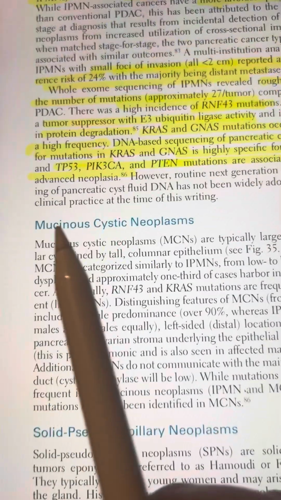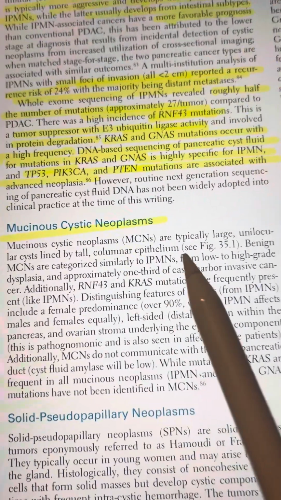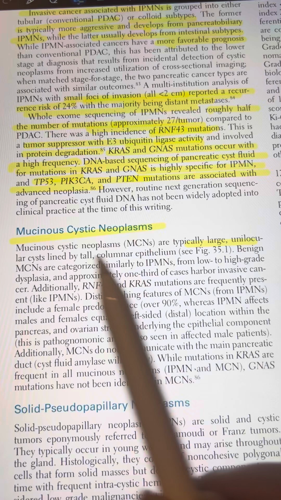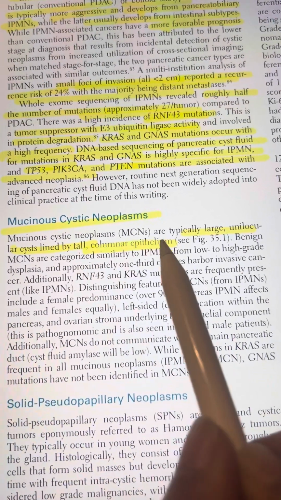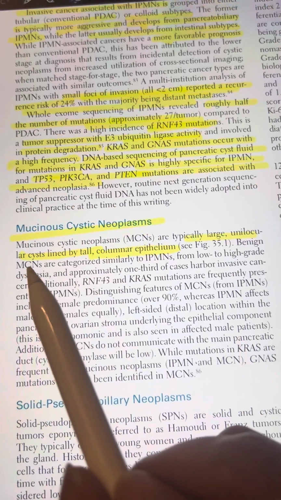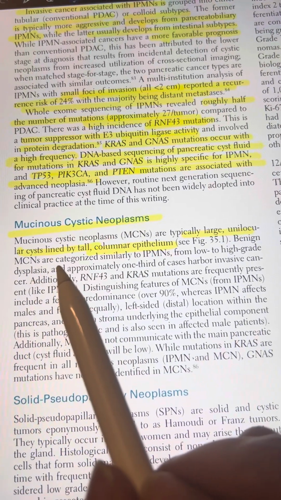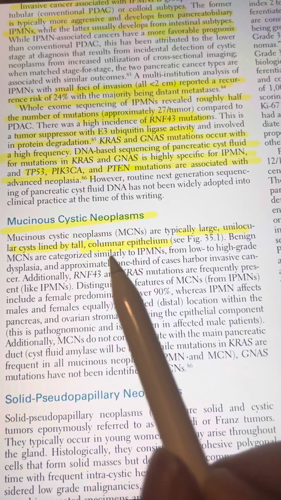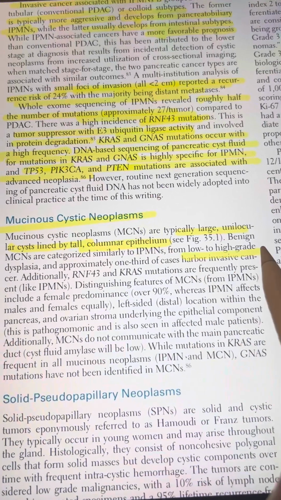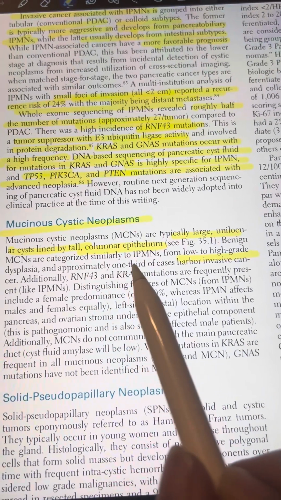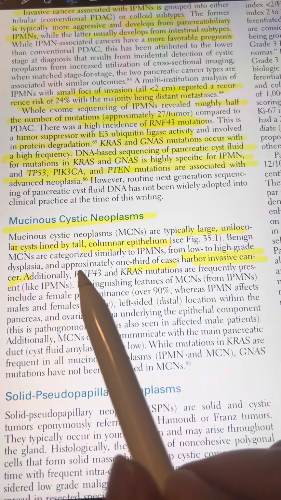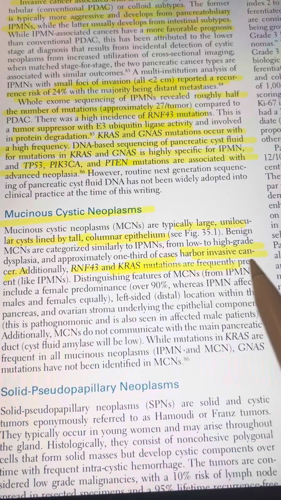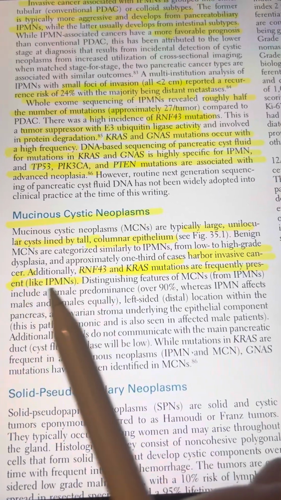So second is mucinous cystic neoplasm. They are typically large and have a unilocular cyst lined by tall columnar epithelium. Benign mucinous cystic neoplasms are categorized similar to IPMN, from low to high grade dysplasia, and approximately one third of cases harbor invasive cancer. Additionally, RNF43 and KRAS mutations are frequently present, like in IPMN.